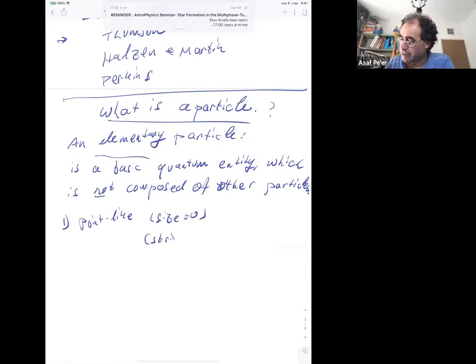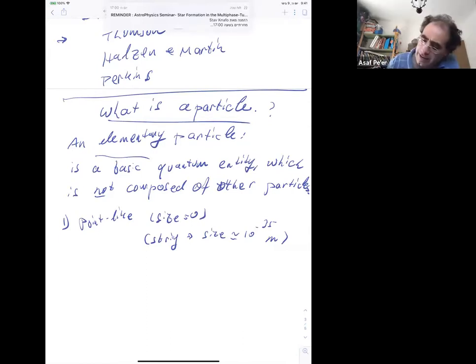For our purposes, it's simply zero. And the second is that it has a small number of properties, such as a mass, spin. There will be other quantum numbers which we will use to specify particles.